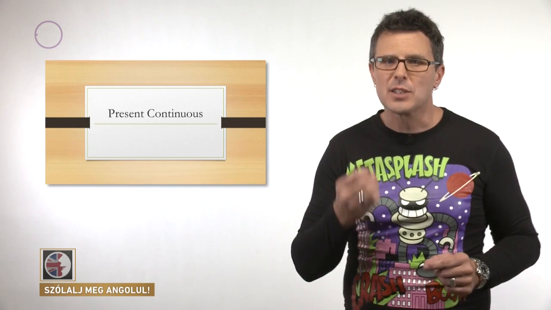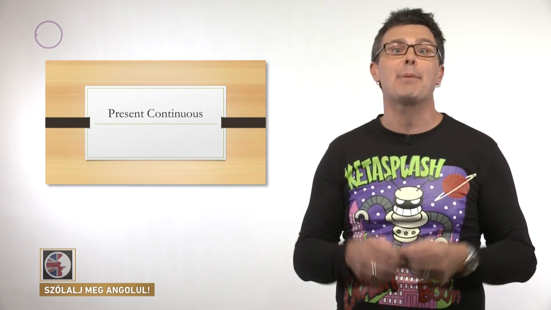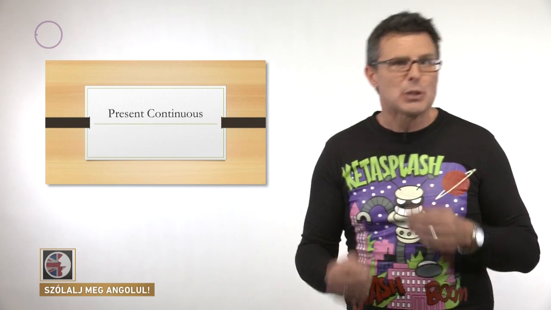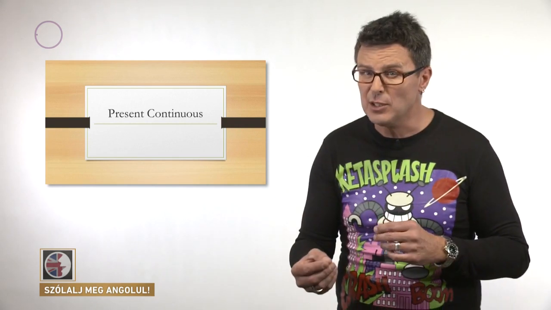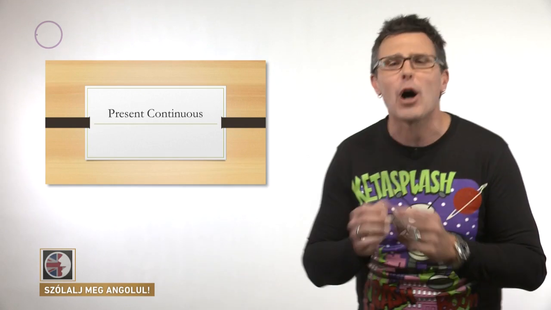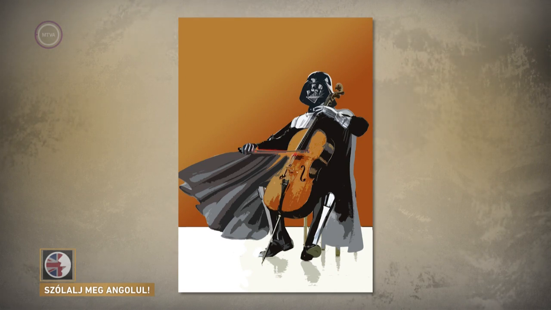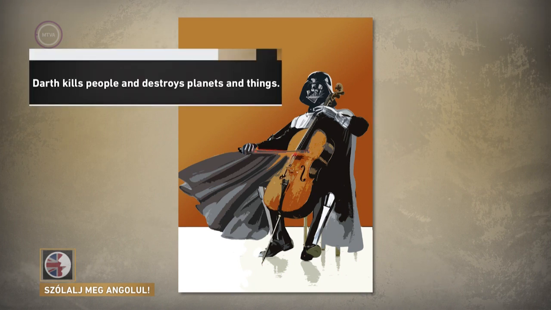We can use the present continuous tense to talk about what's happening now at the time of speaking. And we can see the difference between the present simple and the present continuous if we look at this picture of our old friend Darth Vader. Okay, so that's Darth. And what is Darth? Darth is a lord of the dark side of the Force. We know that. Okay, and what does Darth do? Darth kills people and destroys planets and things.